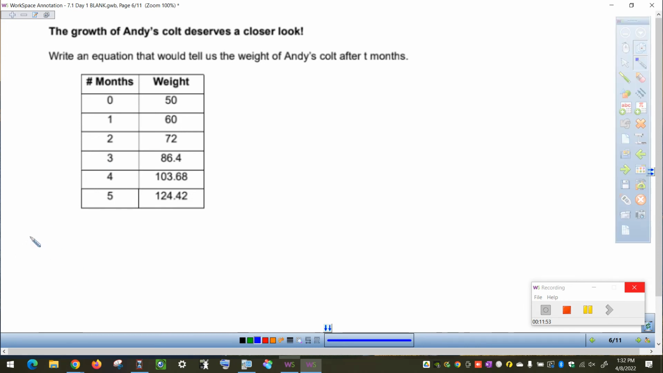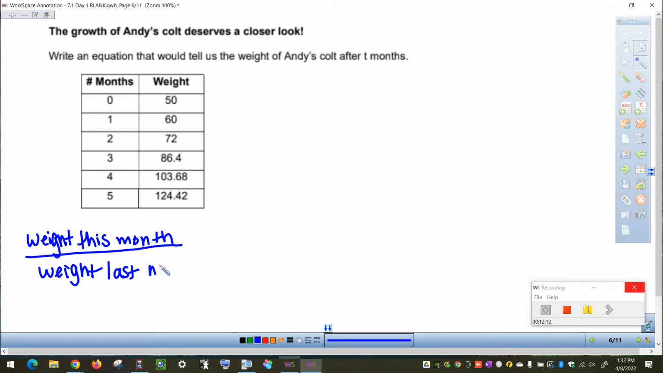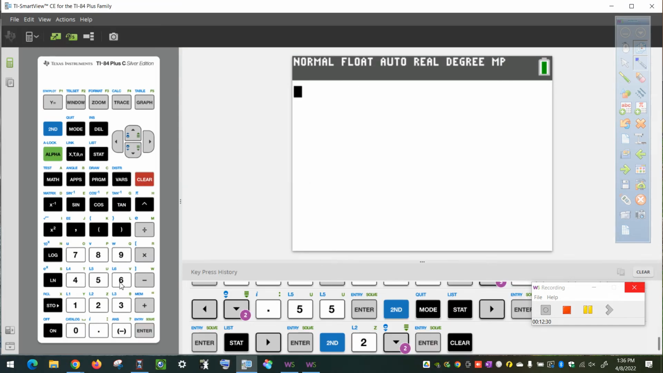And I want us to think down here about the relationship between two subsequent months. So specifically, we are going to do the weight this month divided by the weight last month. And we're going to look at this for a few different pairs of weights in our table. So we're going to start by looking at 50 and 60. So we're going to start with 60. So think about the weight this month at the end of month 1. That's going to divide by 50, which would be the weight last month.